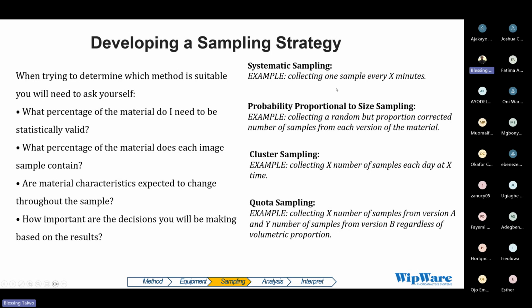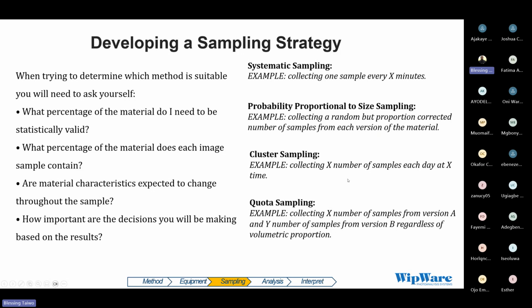Then there are different types of sampling strategy techniques. We have the systematic sampling. This is when you collect a specific number of samples based on time. So maybe during the loading operation, every 10 minutes you are taking one picture. Then we have the probability techniques, the cluster and the quarter sampling. So that is it about sampling.